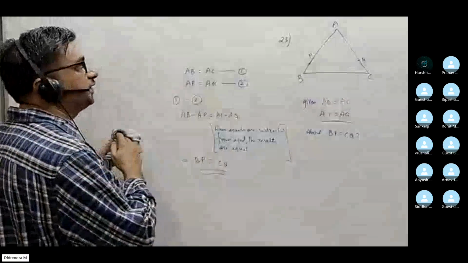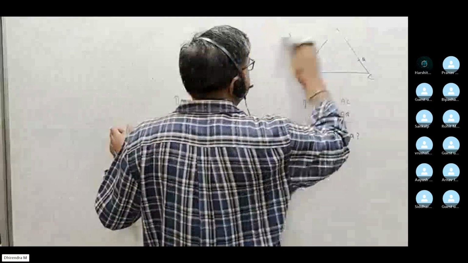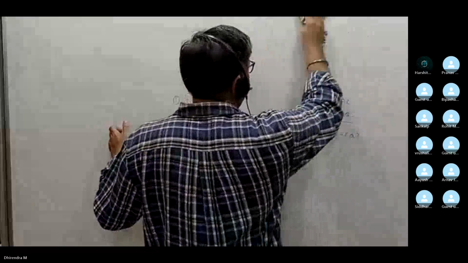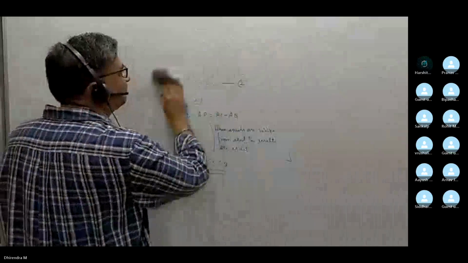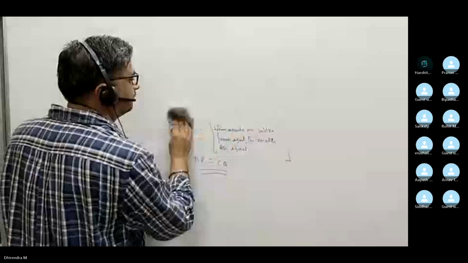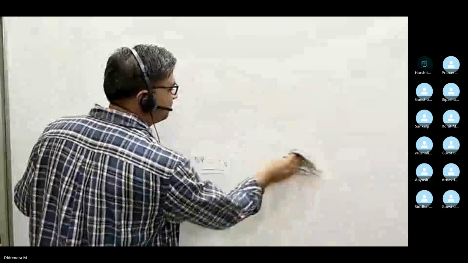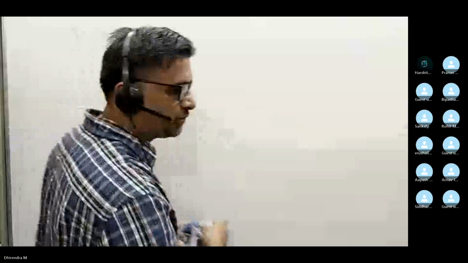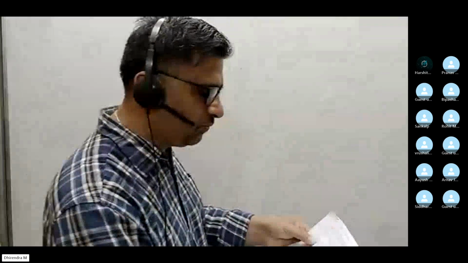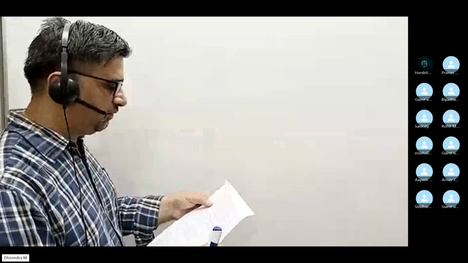So we will solve question number 25 after this. Question 25 is what we are going to solve next. Where is 25? In the above right-sided figure, we have AC is equal to.